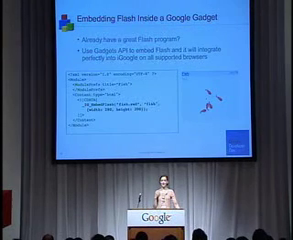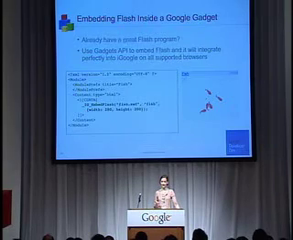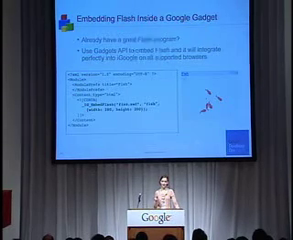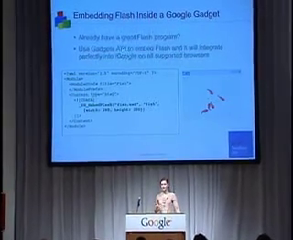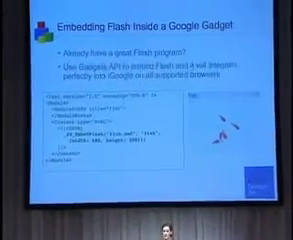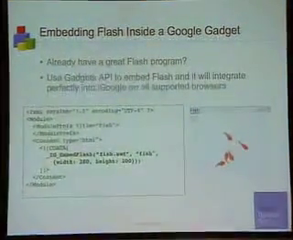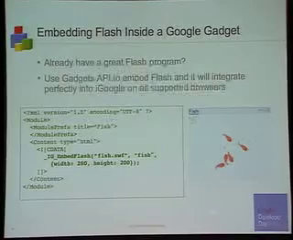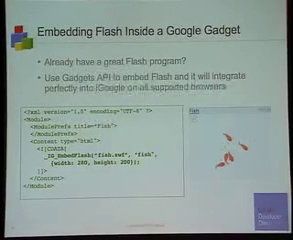So another way to reuse existing code. Suppose you already have a great Flash program. And also, Flash is very powerful, so this is a very useful way to write a gadget as well. So in our gadget API, we've already built in support for Flash.